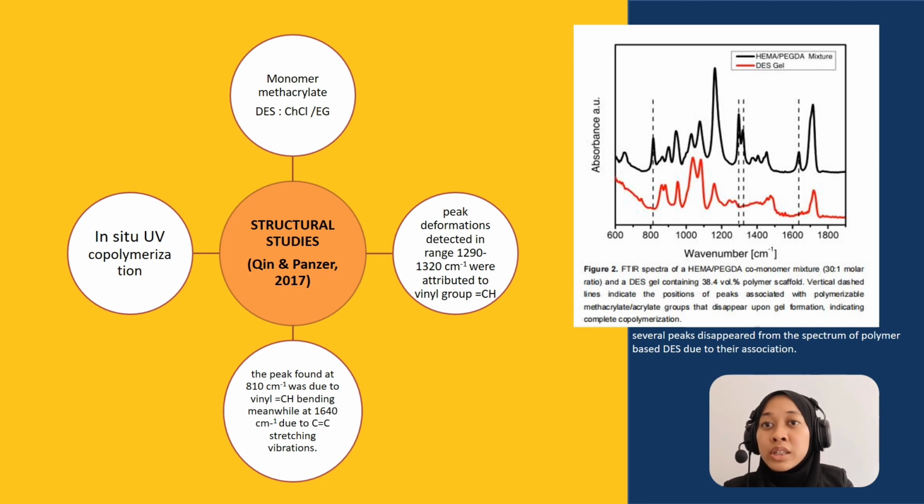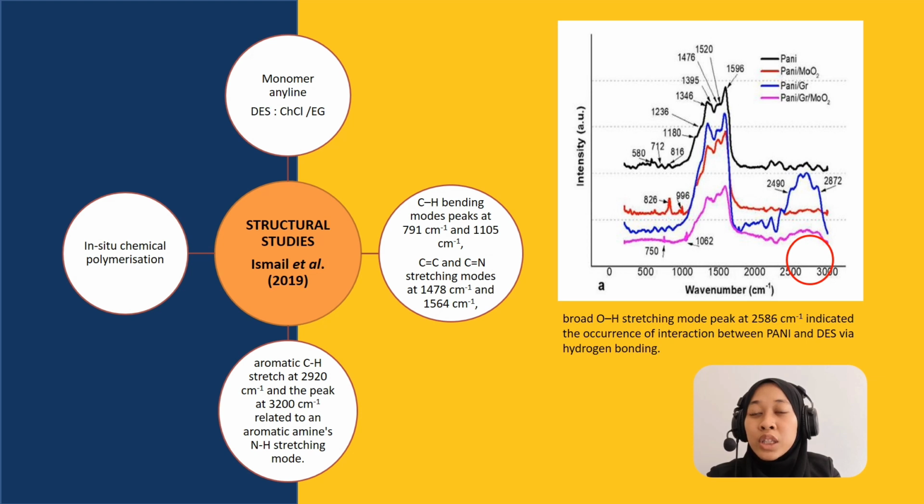As shown in this picture, several peaks disappear from the spectrum of polymer-based deep eutectic solvent due to their association. This presents a complete polymerization in the system. Another one is the 2019 study from Ismail, where in situ chemical polymerization took place. In their study, aniline was used as monomer in the choline chloride ethylene glycol system.